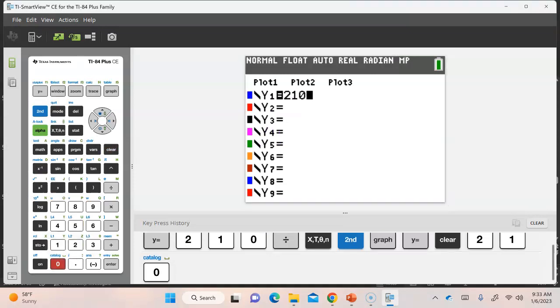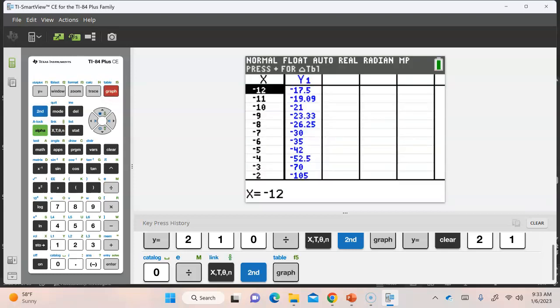210 divided by x. Second table. Now, my product is positive, but my sum is negative. So what does that tell me about the signs of my two factors? That would give me a negative product. Positive. They both have to be negative. Positive product, negative sum, they both have to be negative.